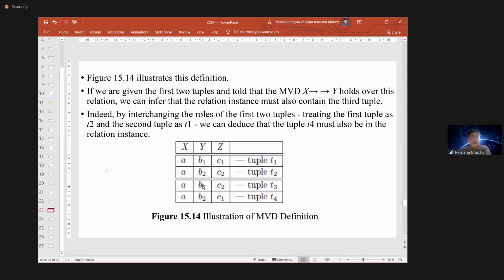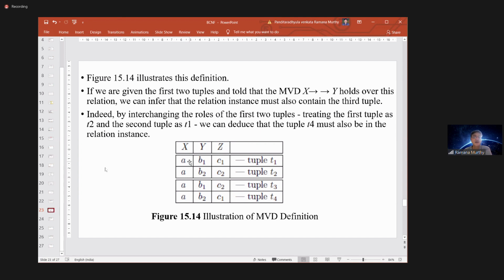Simply put, all of X, Y, Z can't be the same. If all X, Y, Z values are the same, it is a duplicate row. Here some XY values are the same, and in some other rows the Z values are the same. That is the meaning of multi-value dependency.